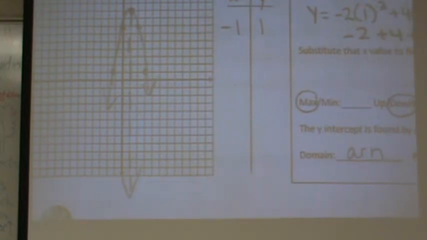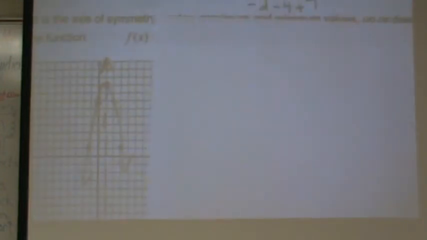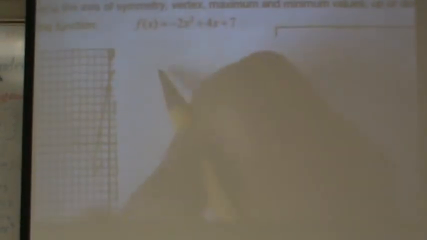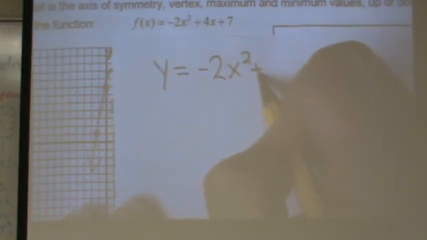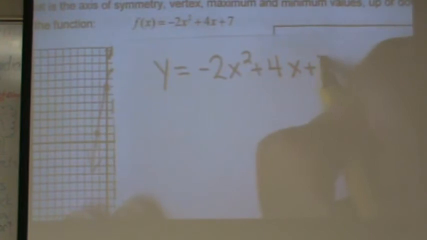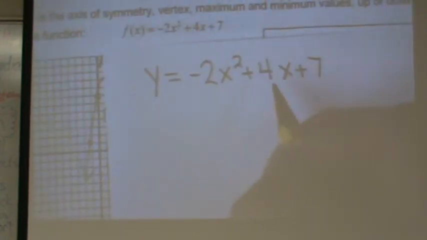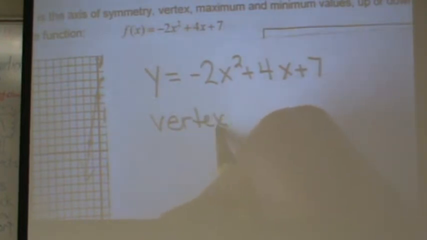Now, check out this problem for a second. If I asked you to take this function and go from this form, this is called standard form. Watch how easy this is. This is standard form, right? What did we just say the vertex is? 1, 9. Watch this.